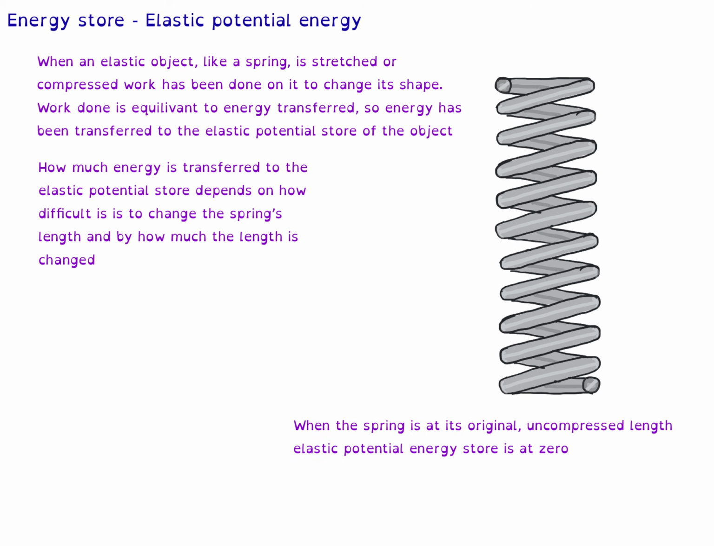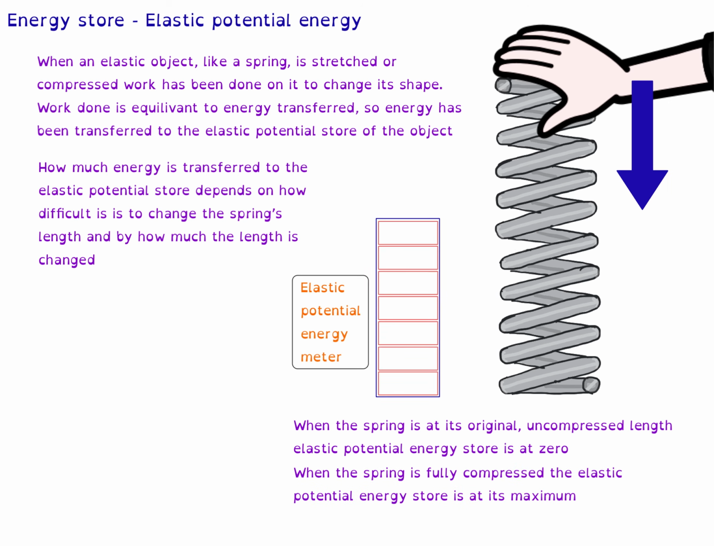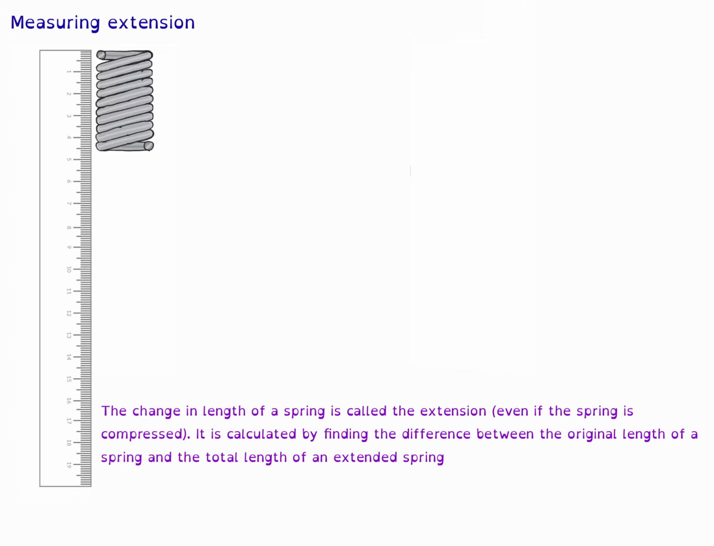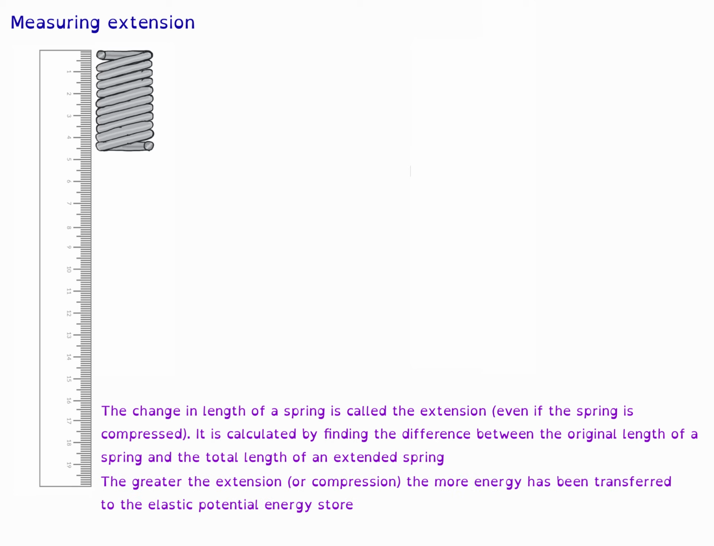When the spring is at its original uncompressed length, elastic potential energy is at zero. When the spring is fully compressed, the elastic potential energy store is at its maximum. The change in length of a spring is called the extension, even if the spring is compressed. It is calculated by finding the difference between the original length of the spring and the total length of the extended spring. The greater the extension, or compression, the more energy has been transferred to the elastic potential energy store.